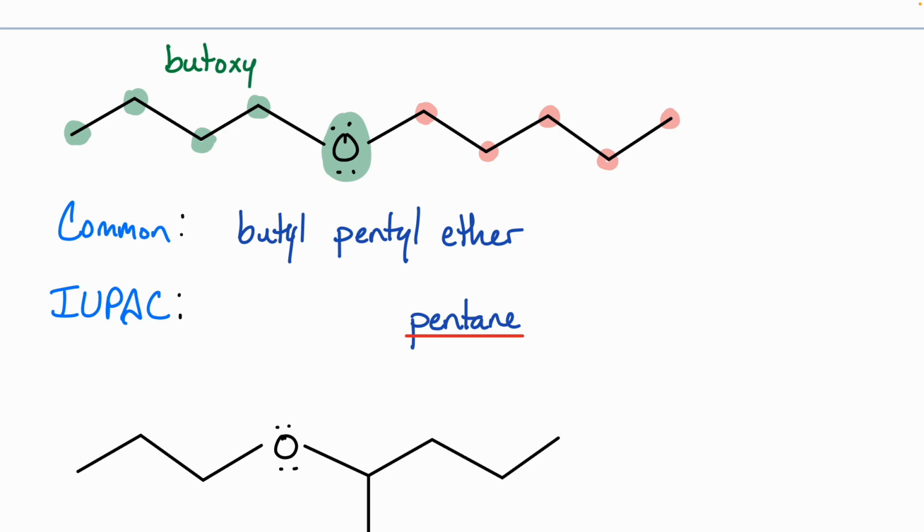Okay, and we need to indicate where this butoxy group is connected to our parent chain. We want it on the lowest number possible, so we're going to put it on carbon 1. So this becomes 1-butoxypentane. All one word. All right, my 1 is my locant of where that butoxy group is. That ether group is that butoxy, and my parent chain is the pentane.